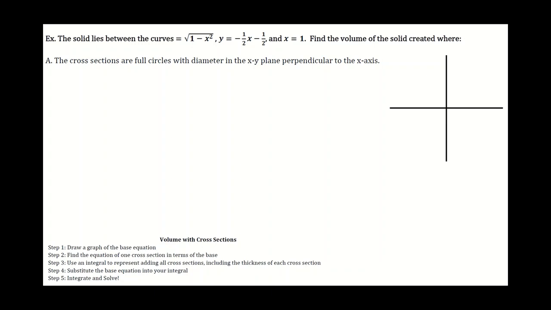So I'm going to graph x equals 1. So I'm going to say this is x equals 1. The square root of 1 minus x squared. So if you plug in 0, you get 1. If you plug in 1, you get 0. If you plug in negative 1, you get 0. This is a half circle, semicircle. And then the graph negative 1/2 x minus 1/2.